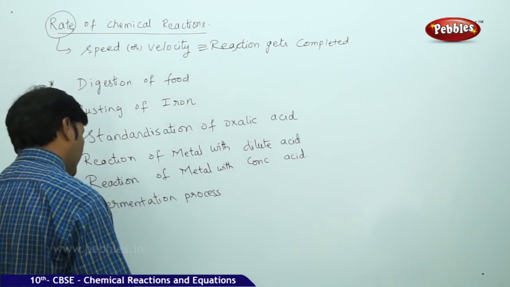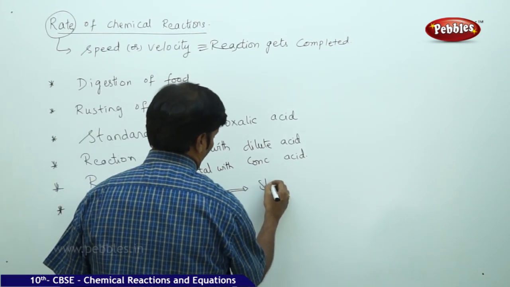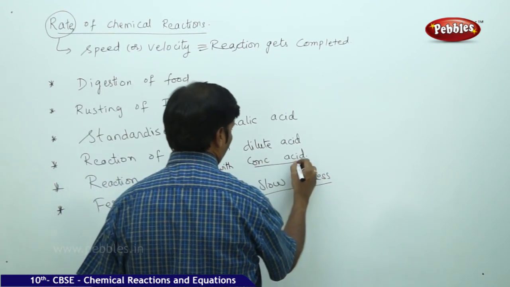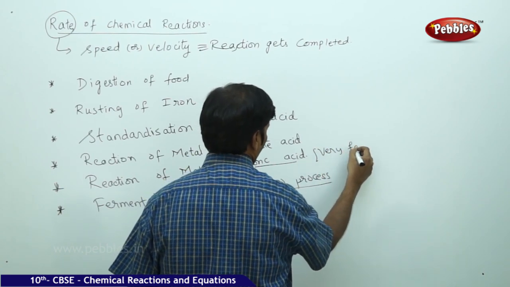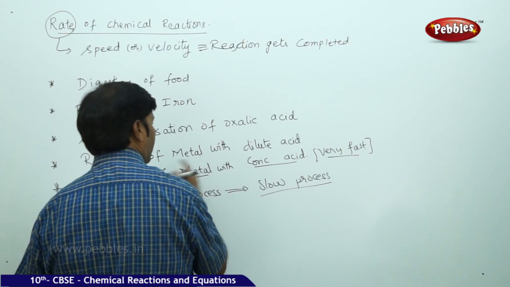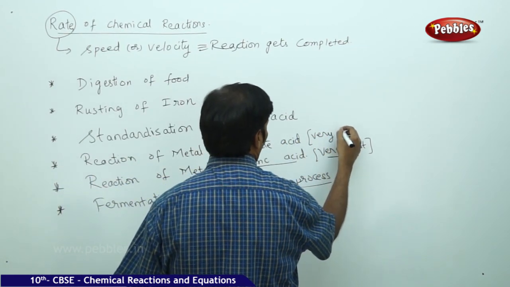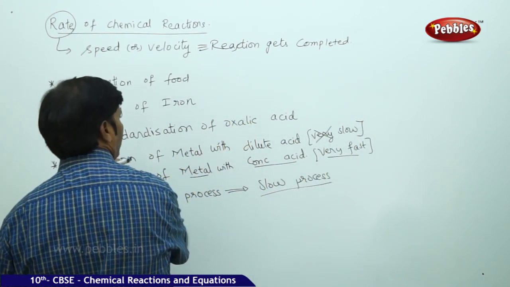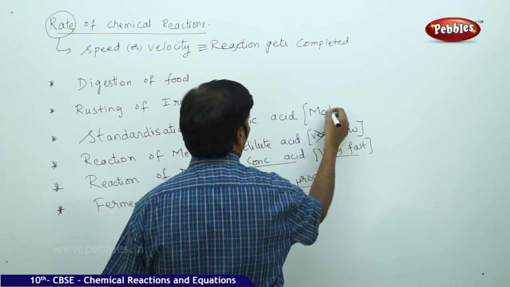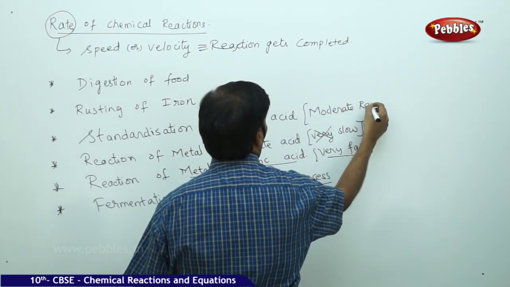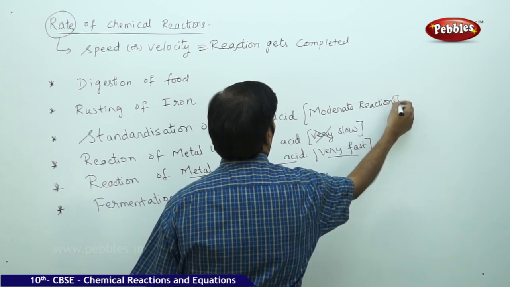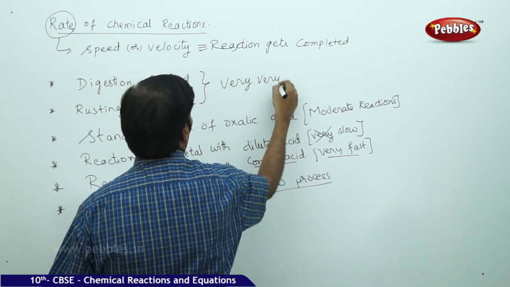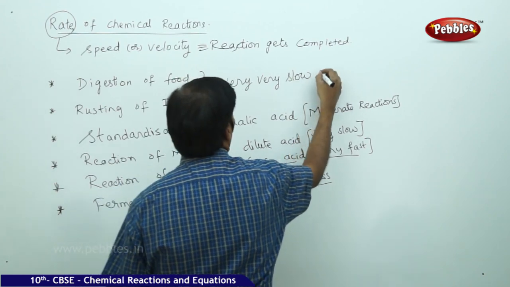What you are noticing in all these cases: fermentation process, a slow process. Metal reacts with concentrated acid very fast. Metals react with dilute acids very slow, or you can say slow reactions. Standardization of oxalic acid, moderate reactions. Rusting of iron and digestion of food, very very slow reactions.